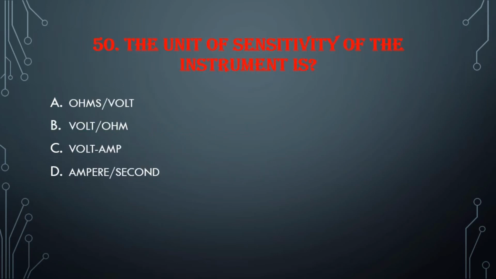The next question for you all, my friends, is: the unit of sensitivity of the instrument is. The options are A. Ohms per volt. B. Volts per ohm. C. Volt amp. D. Ampere per second. And your time starts now.